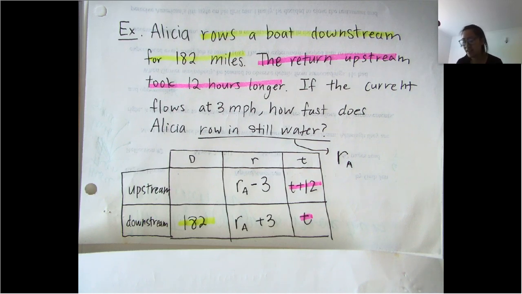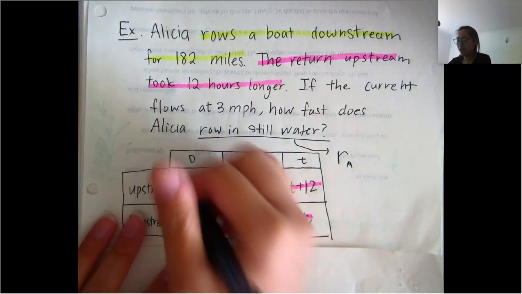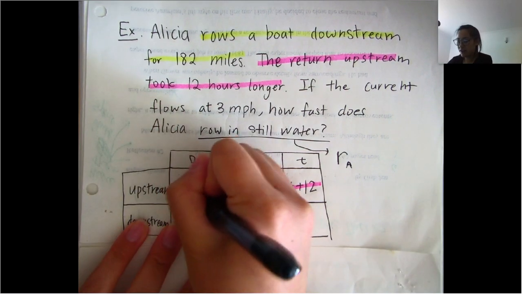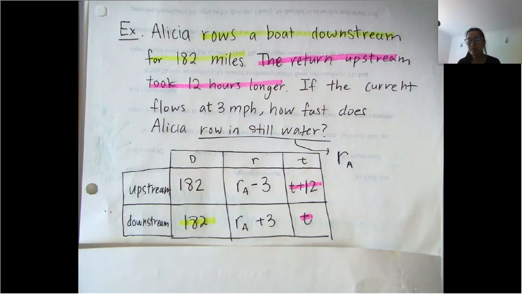Well, let's just look. It says distance for upstream. If you think about this problem, it's a trip going out and then a return trip, so it's going to be the exact same number. So the distance is going to be 182 for this one as well. Okay, and so now you want to try to write an equation out of this.